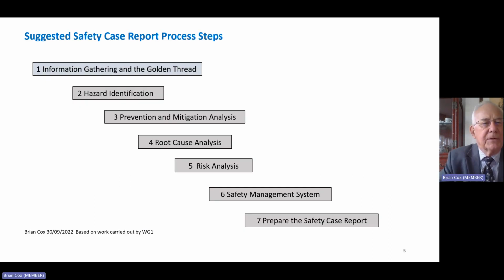In number 1, we suggested this process for arriving at the safety case report, which is one of the documents you have to submit when you come to be invited to apply for the building assessment certificate. As you can see, safety management system is number 6 in that process.